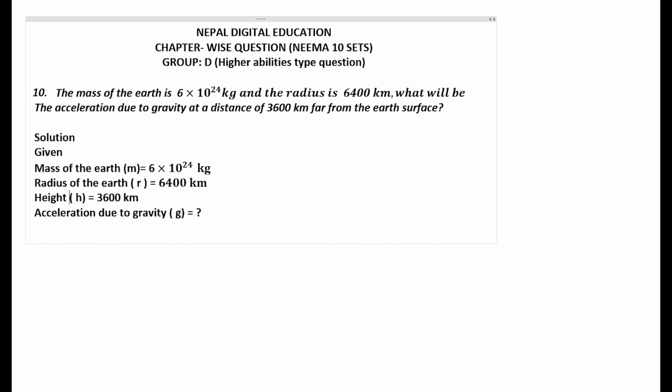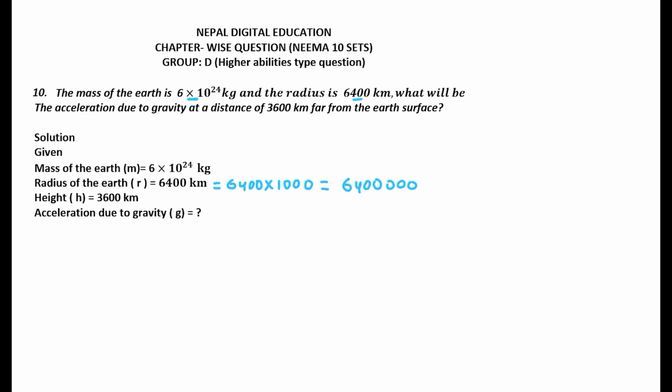Let us look at the next problem, problem number 10. The mass of the earth is 6 into 10 to the power 24 kg and the radius is 6400 kilometer. So first of all, change this into meter, into the SI system: 6400 into 1000, so it becomes 6400000 meter. What will be the acceleration due to gravity at a distance of 3600 km from the earth's surface? It means we have to find the acceleration due to gravity at this height.